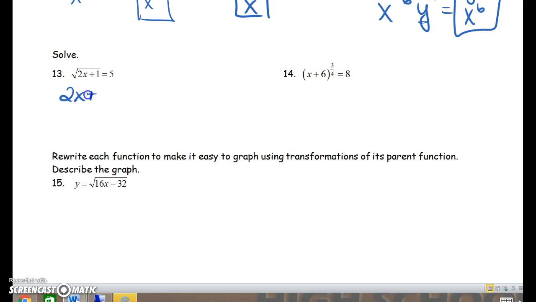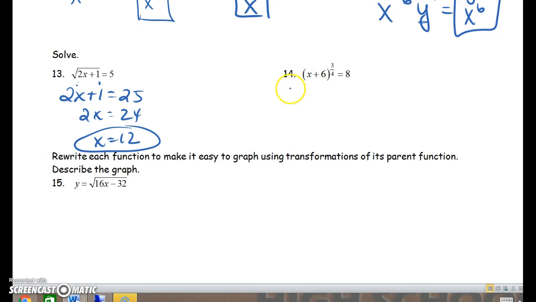When we square both sides, we get 2x plus 1 equals 25. Subtract 1, and then divide by 2. So we get x equals 12, and then plug it in just to make sure it's all good. So 2 times 12 is 24, plus 1 is 25, square root of 25 is 5, so x equals 12.